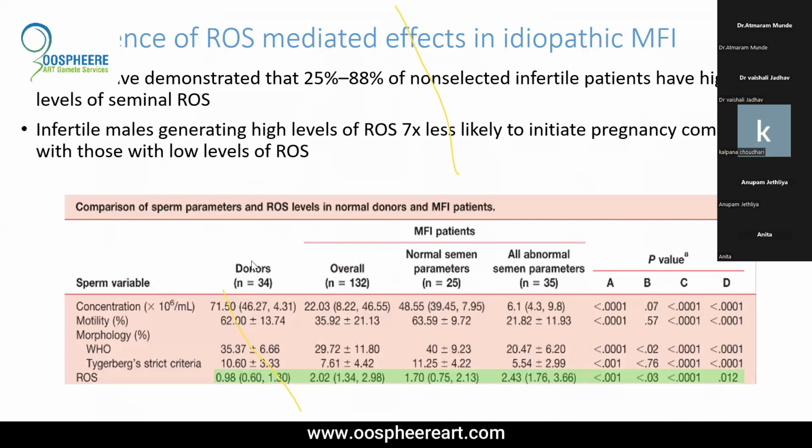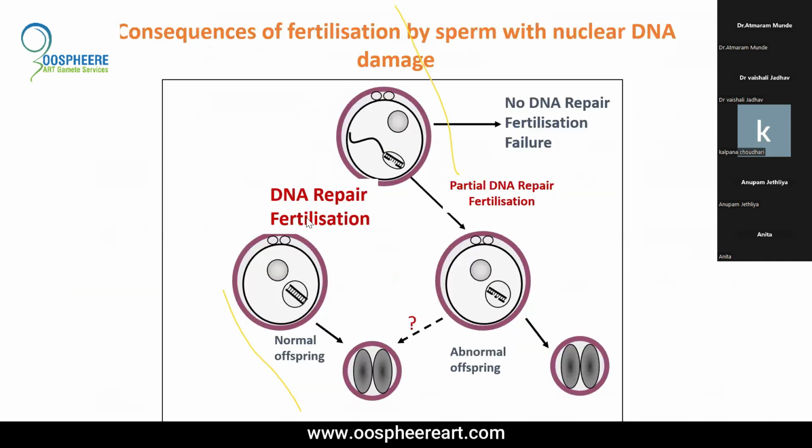This is an example of oxidative stress in a donor which is less than 1. And if you see when all semen parameters are abnormal, it is as high as 2.43. Now, when ROS is high and antioxidant capacity is low, then that's the treatment function that we think would help. Now, what happens if such a sperm initiates a pregnancy?